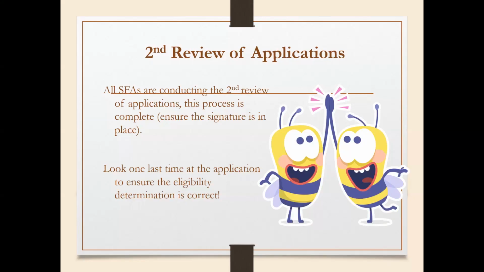So you want to make sure that you don't forget to look at the application one last time to ensure the eligibility determination is correct prior to sending the household the verification selection letter. So it's better to make sure you check it before it goes out. You don't want it to go out and be wrong, and then that starts a whole different thing. You want to make sure that you do your determining official, your confirming official, your second review of applications. Make sure that all of this is done before the letter goes out.